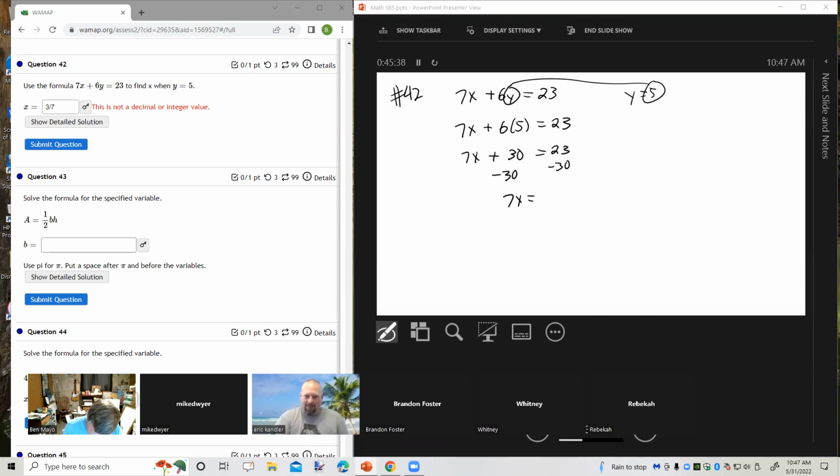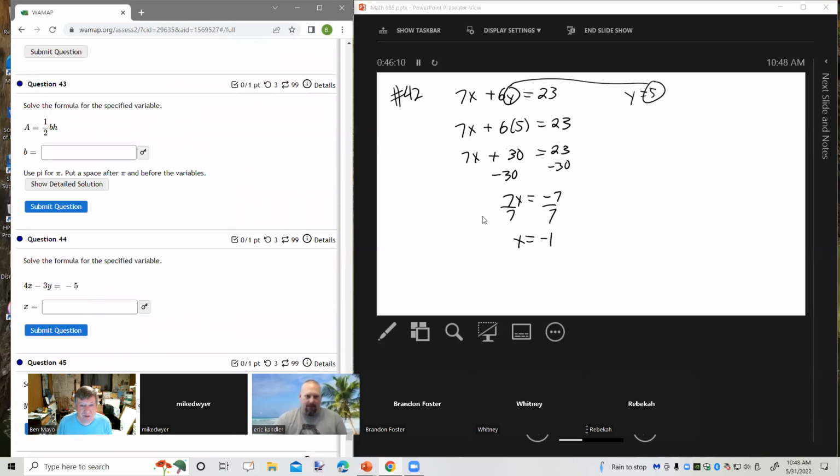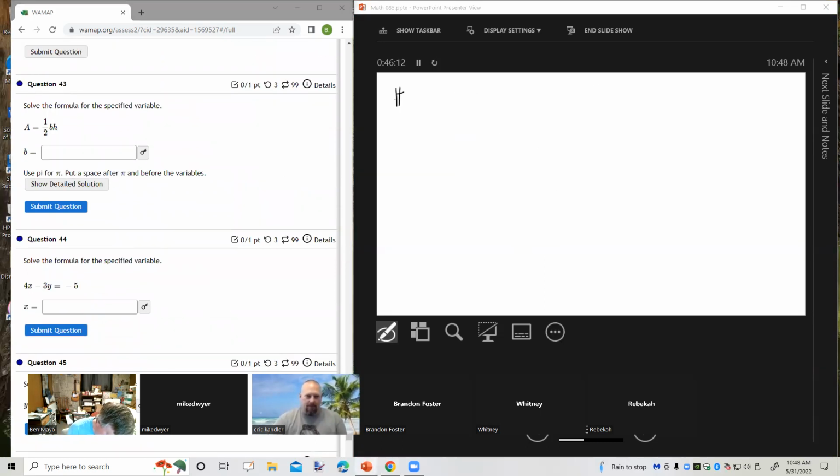All right. 23, 7x equals negative 7. Divide by 7, x equals -1. Once again, do as I say, not as I do. And what I say is check your work before you click that final submit question. Fortunately, I get a second chance here. On your final exam, you only get one chance for each, so take your time and check your work. Just don't follow my examples.